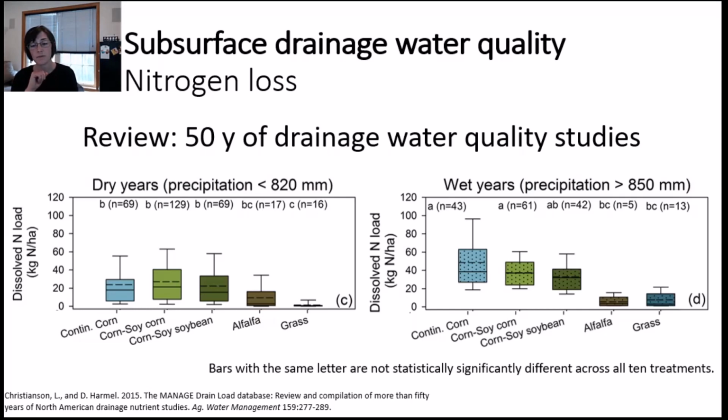Another note, which many folks find surprising, is that the corn phase of a corn-soybean rotation versus the soybean phase of a corn-soybean rotation really lose about the same amount of nitrogen through the tile drains. And that's, again, a clear and consistent trend across the literature in wet years and in dry years, corn phase, soybean phase.